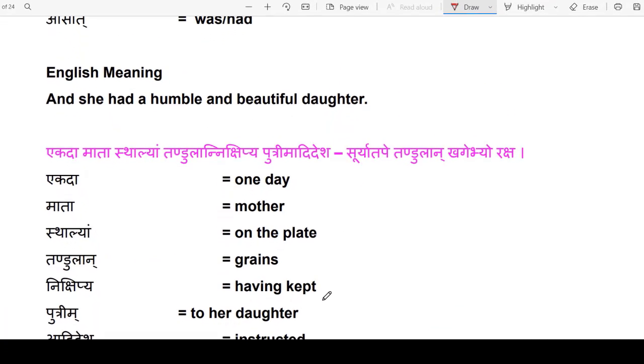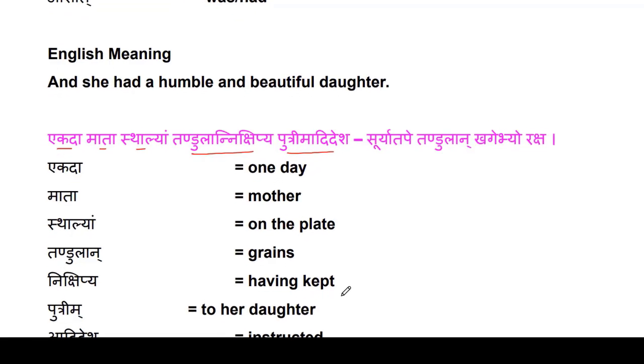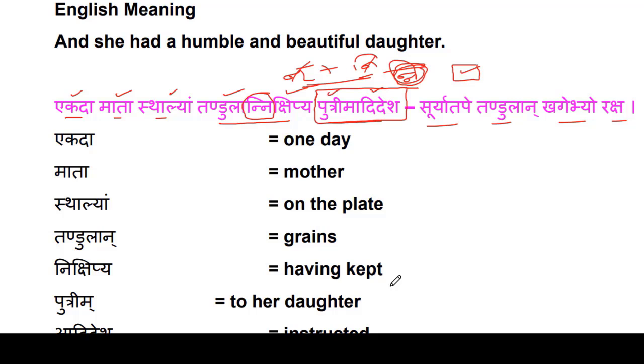Third one, Ekada, one day. Ekada Mata Stalyam Tandulan Nitshipya Putrim Adidesha Suryatape Tandulan Gegebhyo Raksha. Two sentences are there. What is the splitting of the sentence? Ekada one word, Mata one word, Stalyam one word, Tandulan plus Nikshipya. Putrim plus Adidesha.